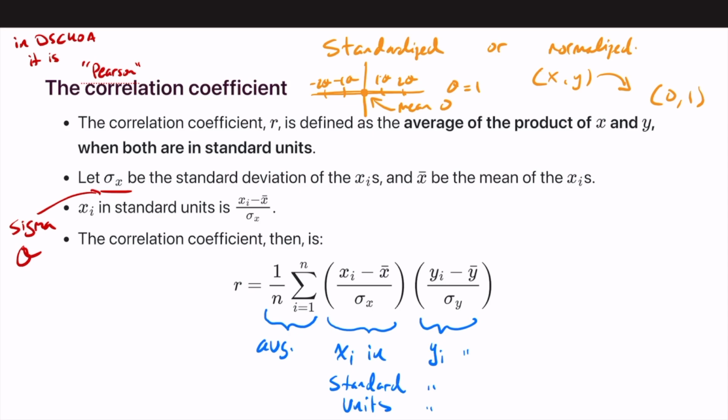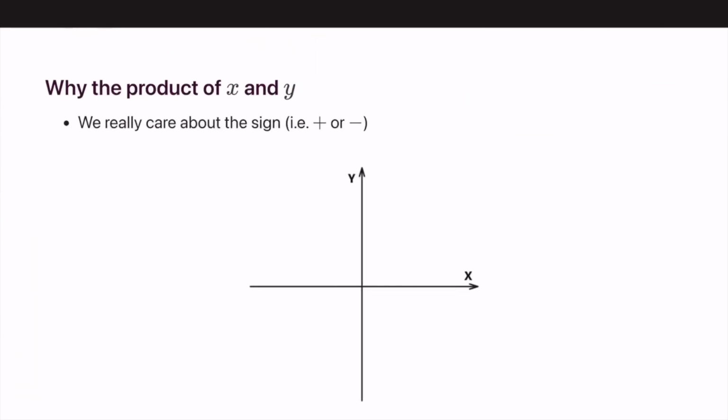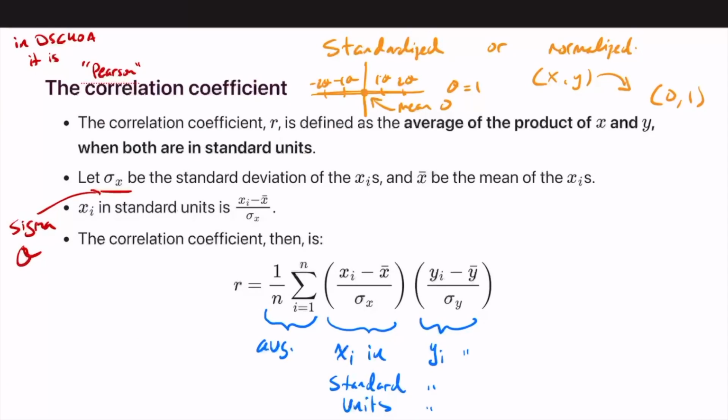Okay, so what's with the standardization business? Well, I'm glad you asked. This really comes from this idea of the product of x and y. And what we mean by product here is this operation. Why are we taking the standard units of x and multiplying them by the standard units of y? And then the sum is kind of a trivial thing that we'll see. But why are we doing this operation here?